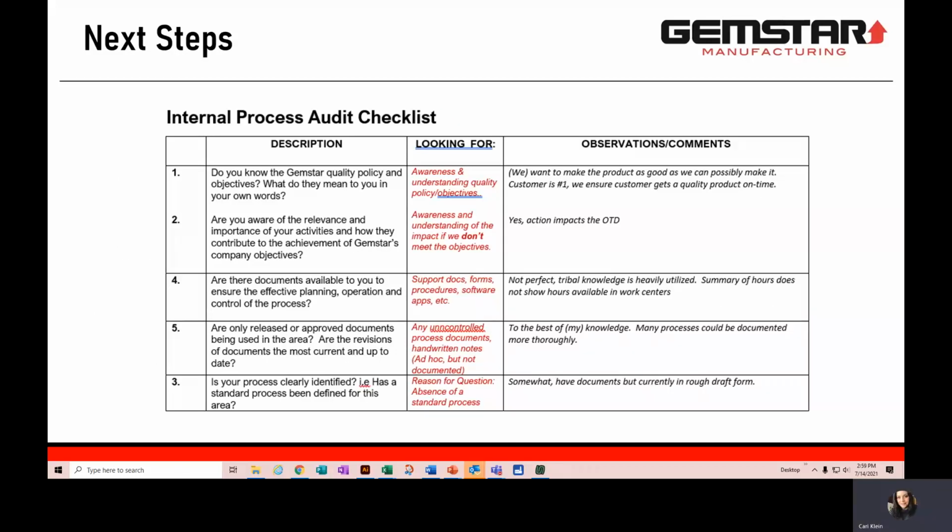Again, here's another glimpse of it. So this is the description. Let's just take one, for instance. Do you know the Gemstar quality policy and objectives? What do they mean to you in your own words? Now it's up to you. You can read the question to the individual, or you could say, hey, tell me about the quality policy. What does it mean to you? In this column here, this tells us what we're looking for, the reason for asking the question. It means we're looking for an awareness that the individual has an understanding of the quality policy and objectives.